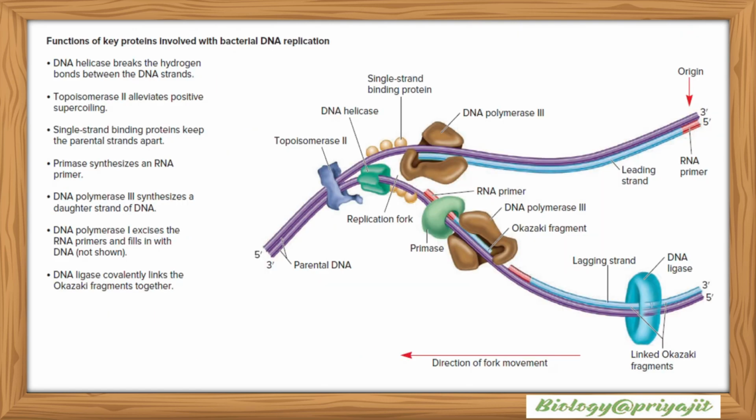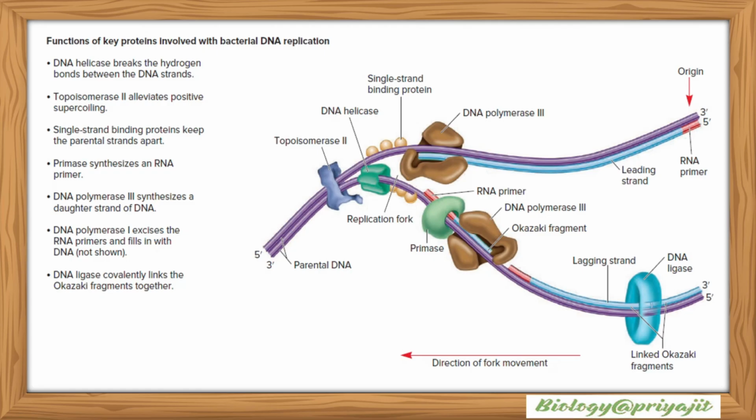This is the function of key proteins involved with bacterial DNA replication. DNA helicase, we know, breaks the hydrogen bonds between the DNA strands. Topoisomerase II then alleviates positive supercoiling. Single-stranded binding proteins, or SSB, keep the parent strands apart.